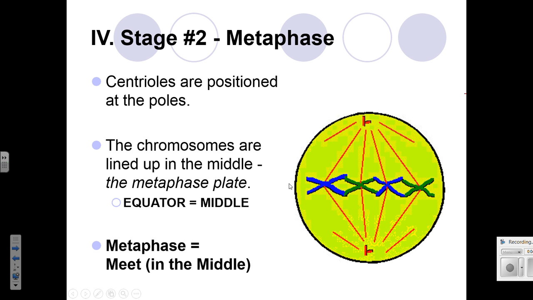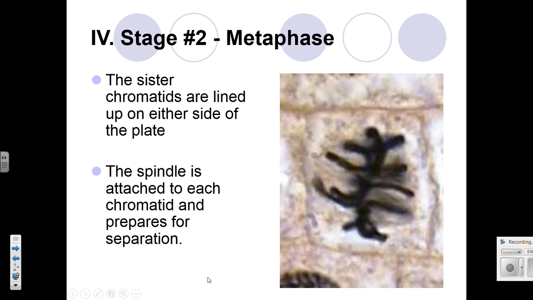Metaphase. All those chromosomes are going to line up along the middle, which we call the metaphase plate. The centrioles get positioned at the north and south pole of the cell. Okay, all of these spindles are attached to the little centromeres in the middle. And basically the whole point of this phase is to line everybody up. Okay, and then the sister chromatids are going to be on each side of the plate, and then the spindle is going to start shortening and start pulling them away from each other. So metaphase, here's a plant cell in metaphase, they're all lining up in the middle.